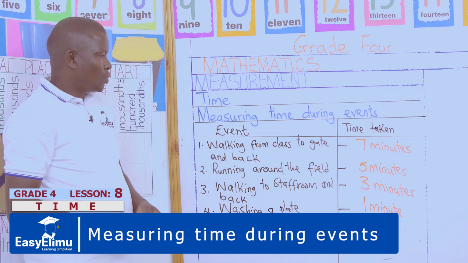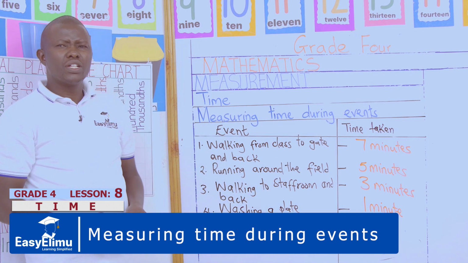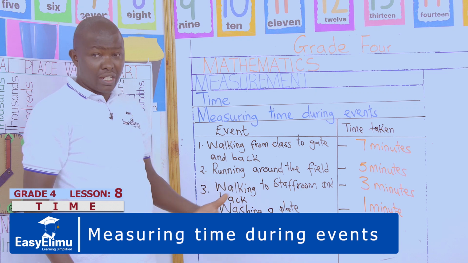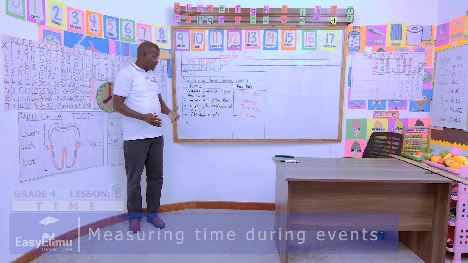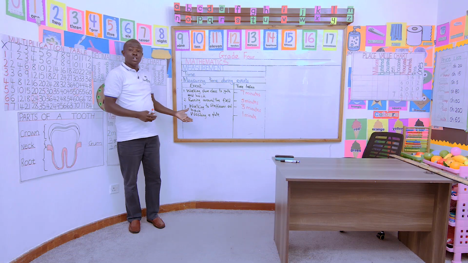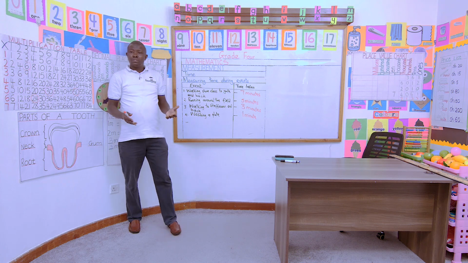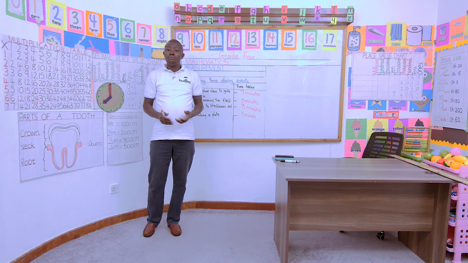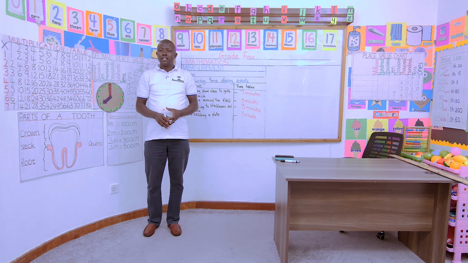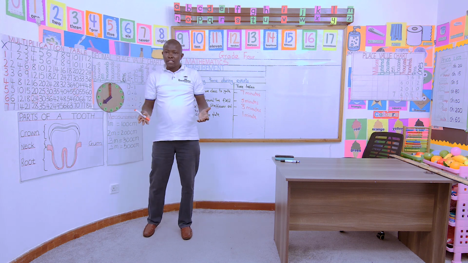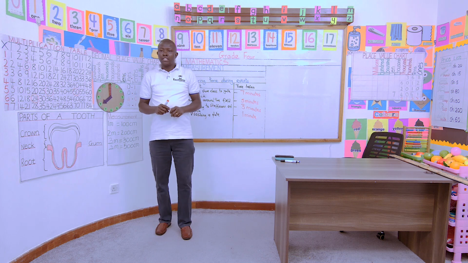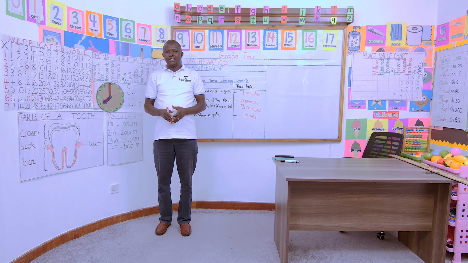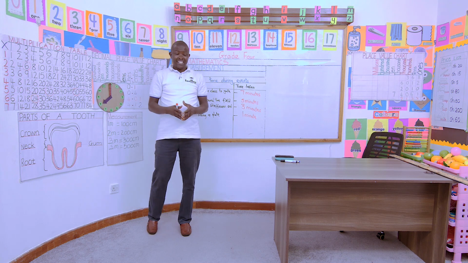Learners, we can measure time during different events. Apart from these ones we had identified as a group, as a class, there are so many other activities you can also measure the time. For example, when your parents are cooking tea, or your mom is in the kitchen preparing supper, you can note the starting time and the finishing time. What time has she taken to finish cooking? You can also measure that.